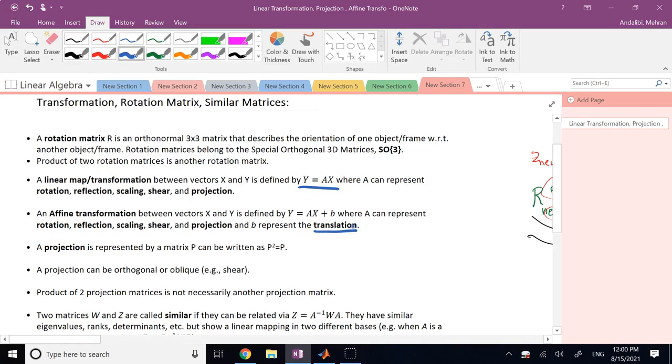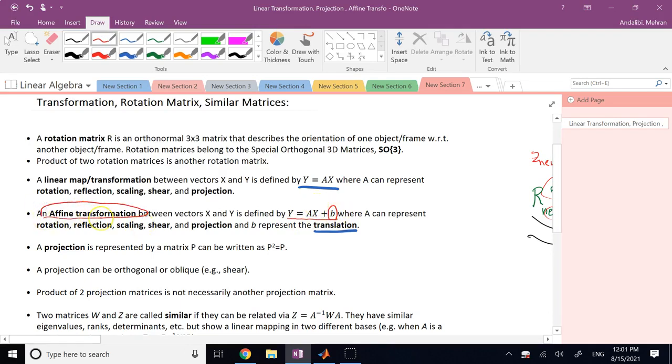If you want to move a vector from one point to another without reorienting it, resizing it, or anything, just physically take it from one point, keeping it intact, the same direction, the same size, moving it from one point to another, that's called translation. And that's where you add a simple vector b to your linear relationship. That is a vector of translation. And if you do such a relation between x and y, it's not a linear relation anymore. That is called an affine transformation.